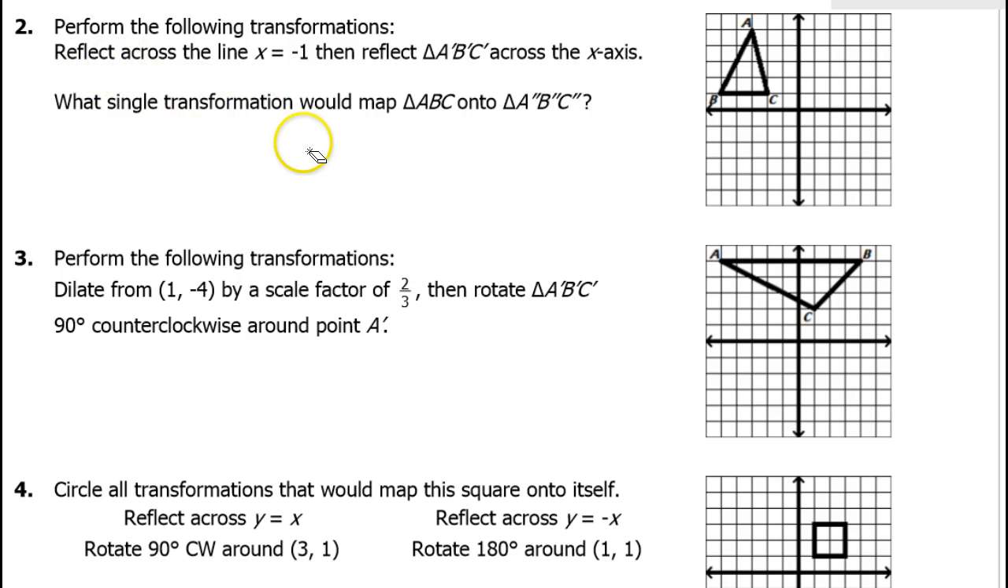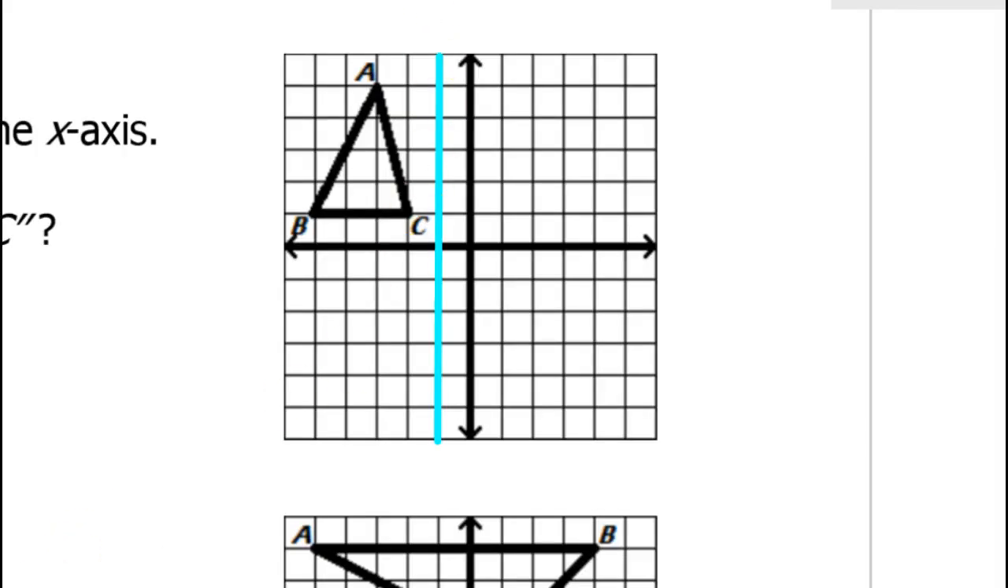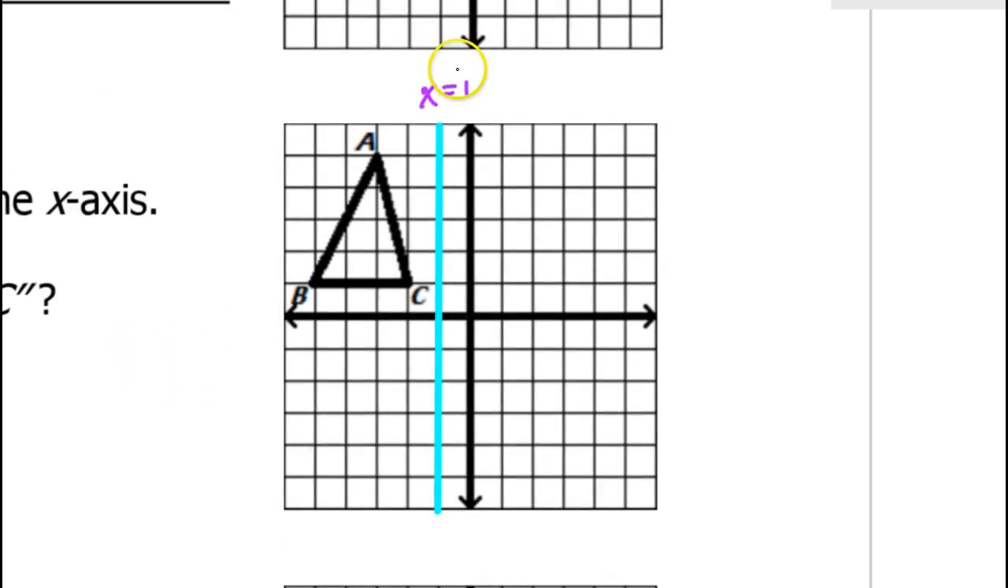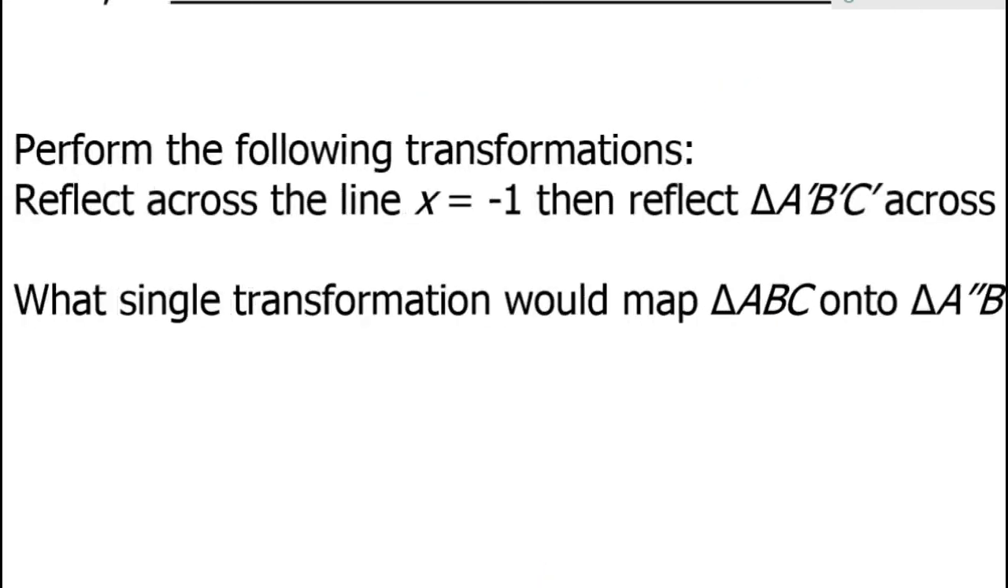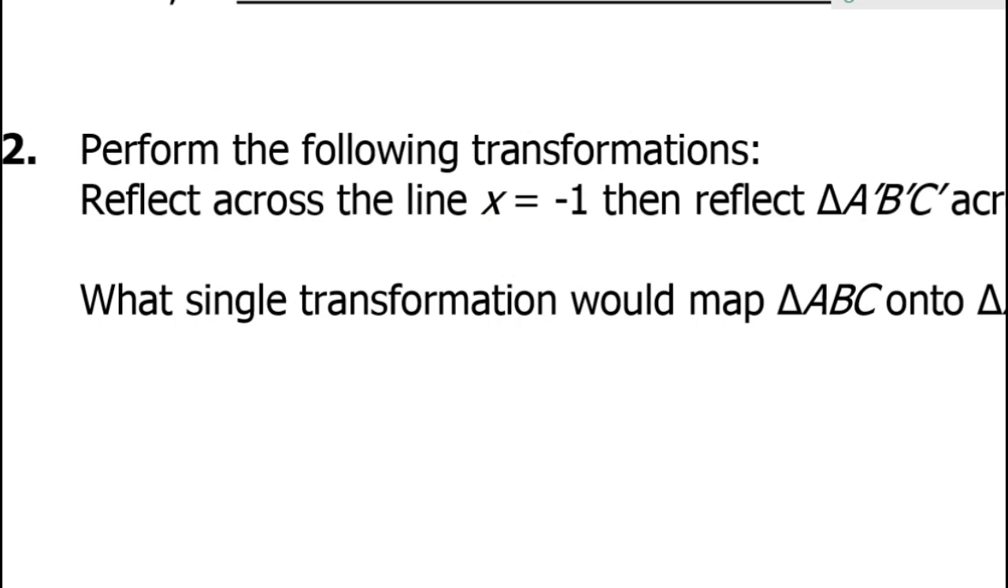For problem number 2, we need to do the following 2 transformations. First, we will reflect across the line x equals -1. Then we will reflect that across the x-axis and see what we get. The line x equals -1 is a vertical line at -1. So this is what we are supposed to reflect over first. Reflect over the line x equals -1.